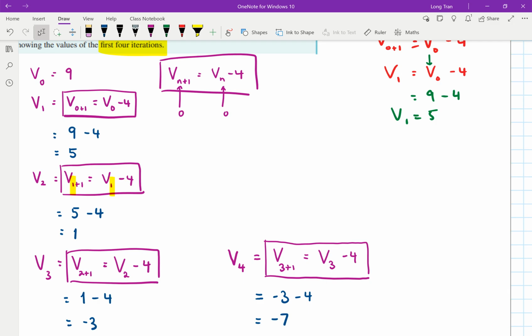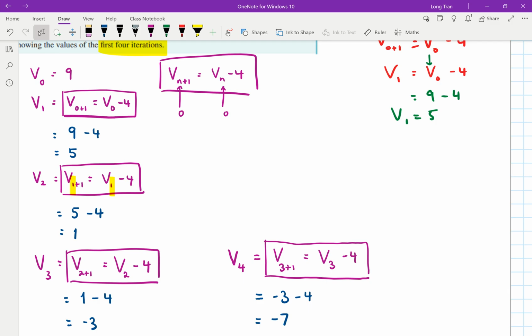The sequence is clearly 9, 5, 1, negative 3. Okay, and they asked me to find 4 iterations. So that means I need to find V1, V2, V3, V4. The first part started off with what is a sequence, what is a term. You understood that. Now you're trying to label the sequence in terms of these subscripts. That may be a language barrier.